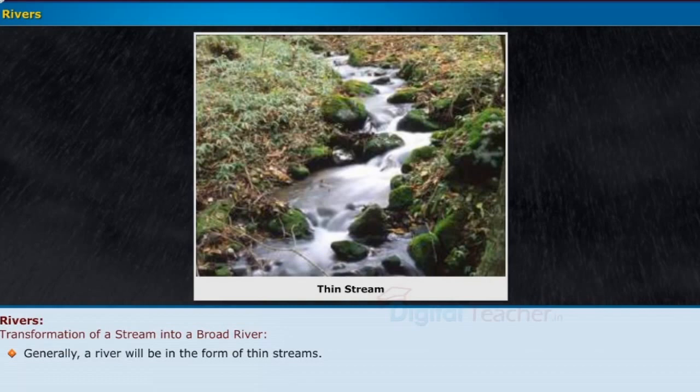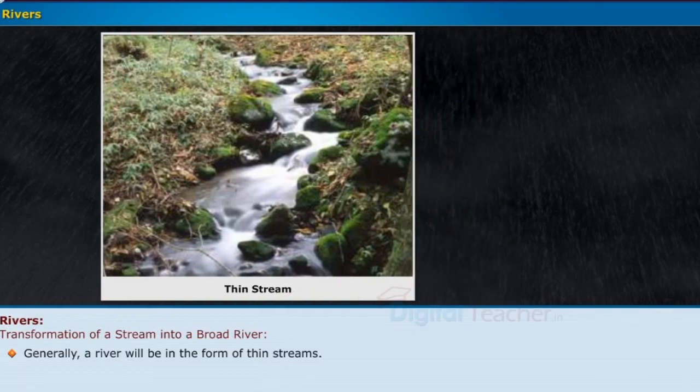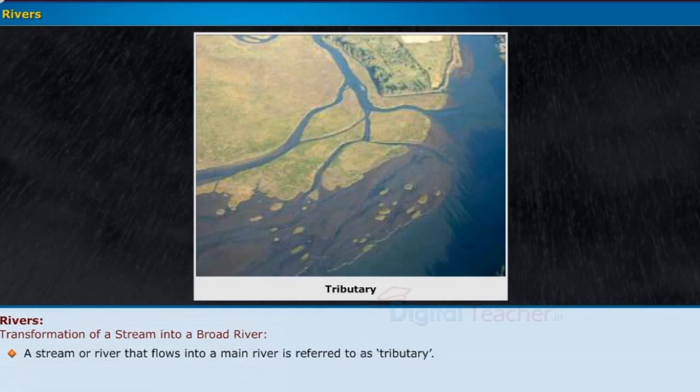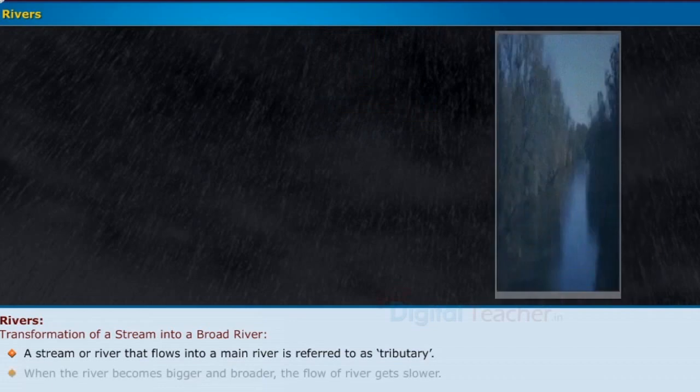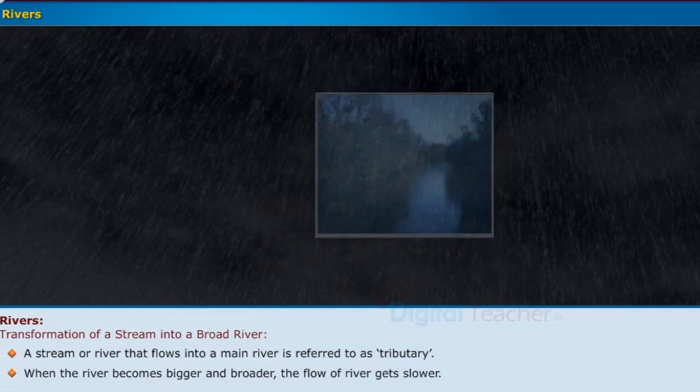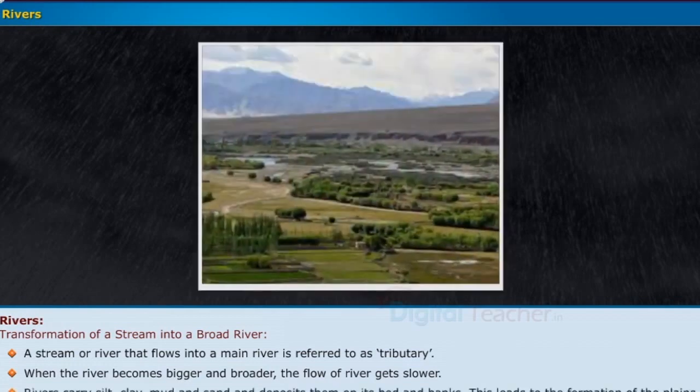Generally, a river will be in the form of thin streams. It gets bigger and broader as it flows further. It happens so because several small streams join it as the stream flows. A stream or river that flows into a main river is referred to as a tributary. When the river becomes bigger and broader, the flow of the river gets slower. Rivers carry silt, clay, mud, and sand and deposit them on their bed and banks. This leads to the formation of the plains.